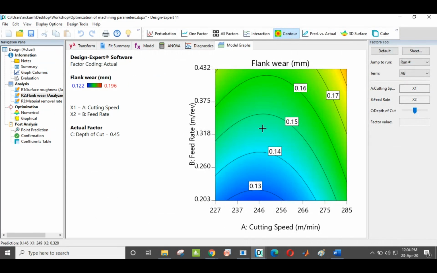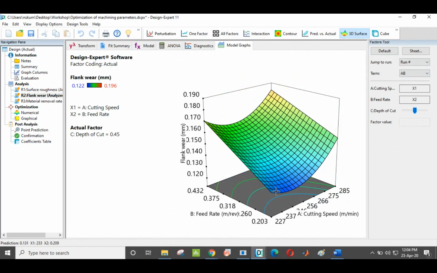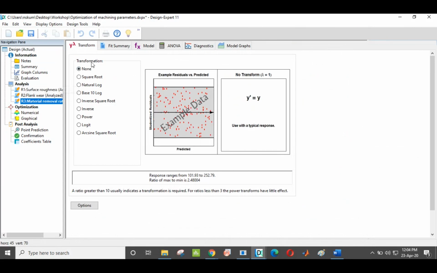Now model graphs, we can see the 3D surface. Here this is a min-max condition. It is getting minimum and then going maximum. That is, up to 256, the flank wear tends to decrease. With further increase in cutting speed, the flank wear increases. Whereas a linear relationship exists between the feed rate and flank wear. Then moving on to the third one, metal removal rate.